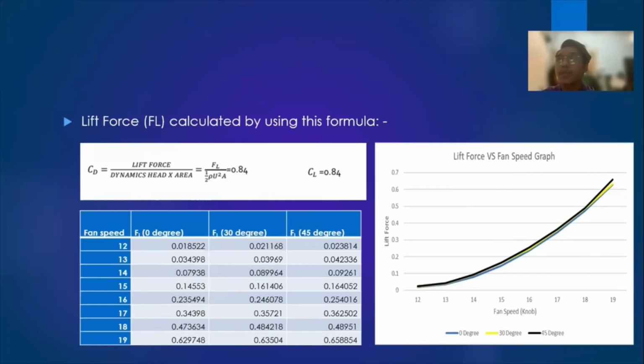Okay, based on this graph, the lift force increases as the fan speed rises. Lift force at 0, 30, and 45 degrees have very similar graph patterns, same as the drag force, but the lift force at 45 degrees increases the most in comparison to 0 and 30 degrees.